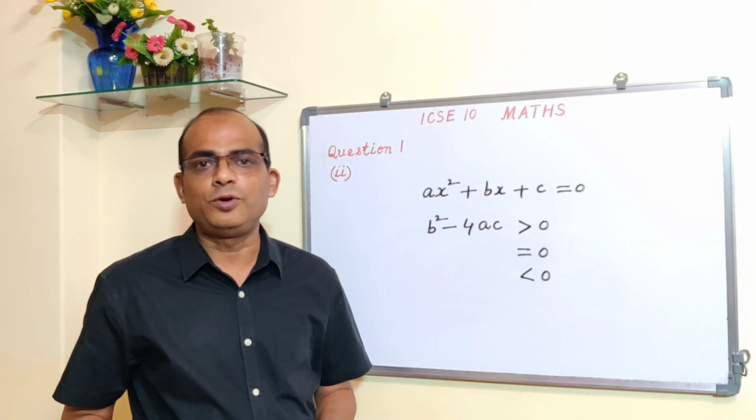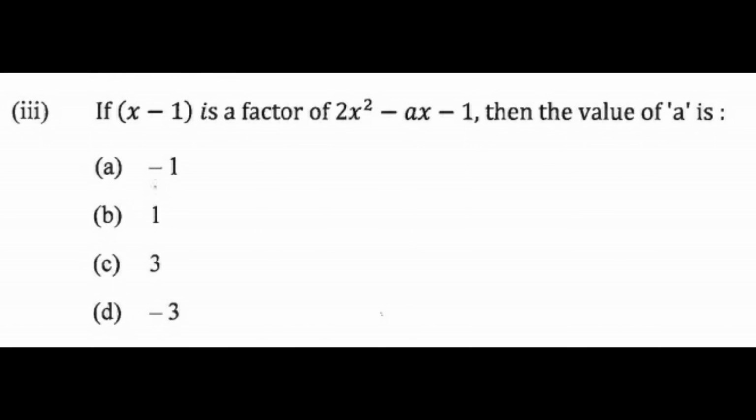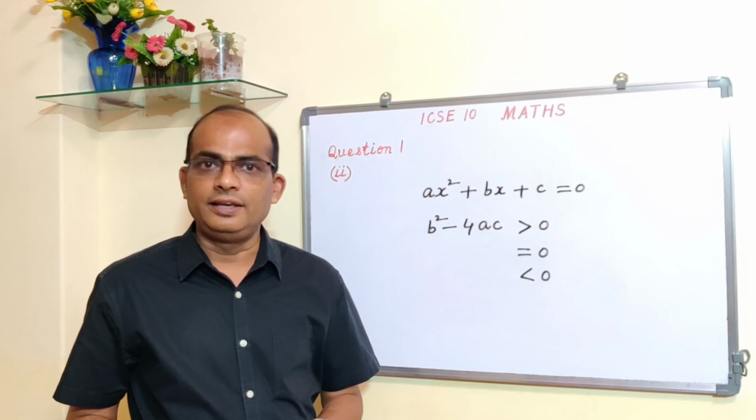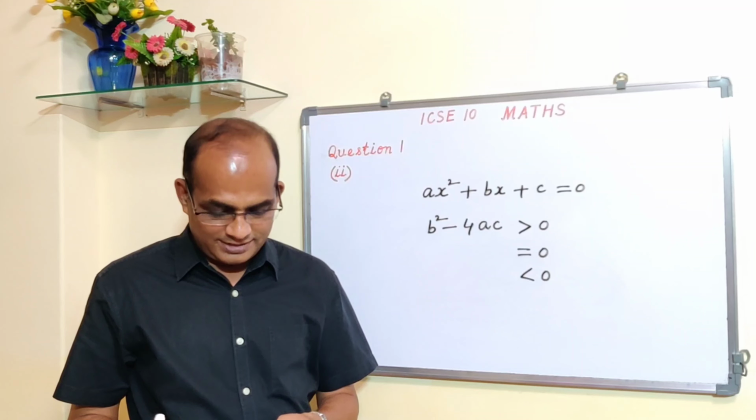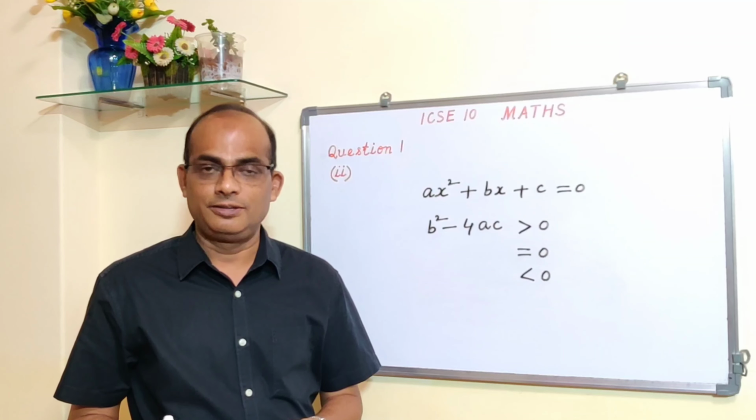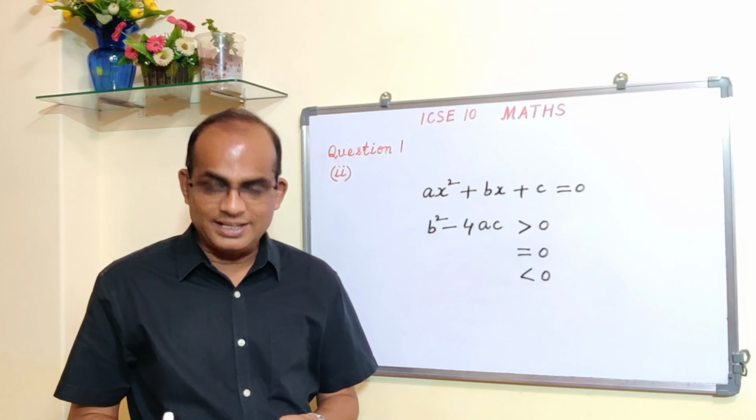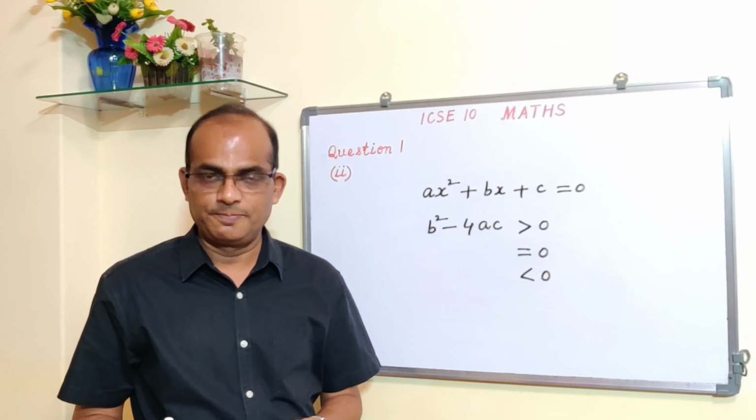The third sub-question is: if x minus 1 is a factor of 2x square minus ax minus 1, then the value of a is. The correct option, I tell you, is B. B is the correct option and the answer is 1.